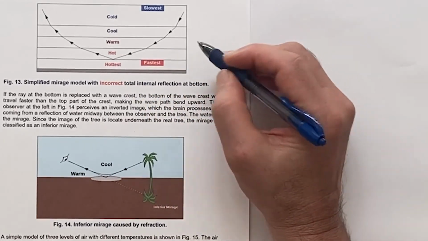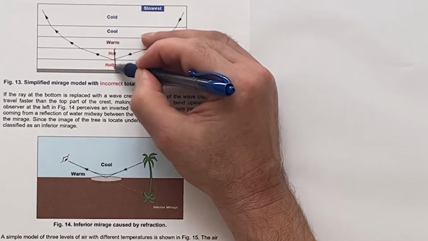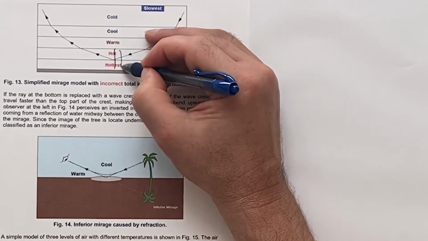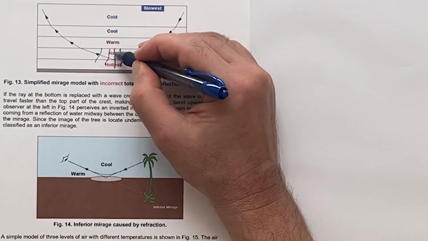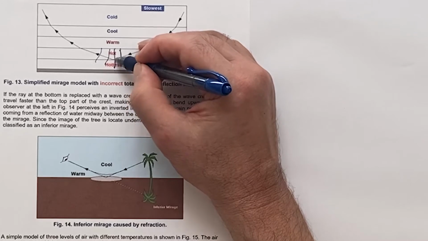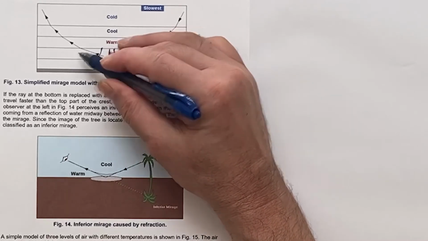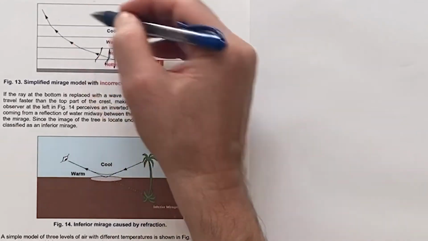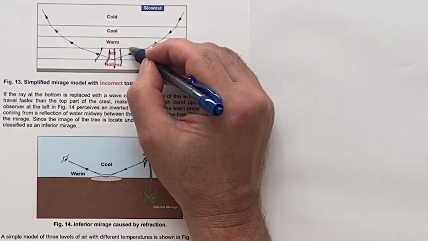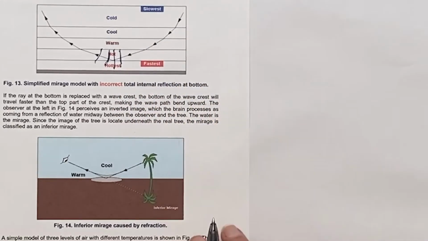What really happens here is that when you have a wave crest, and you think of the wavelengths, the wave at the bottom travels faster than the wave crest at the top, so then it does that turn. So you really don't have the total internal reflection. You have the wave model that explains this better. So there's the mirage, the water.